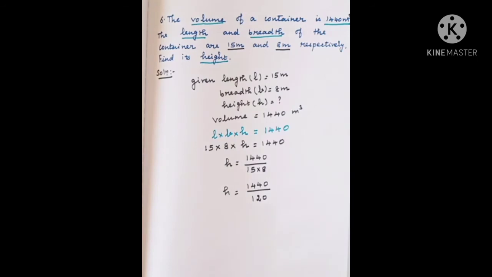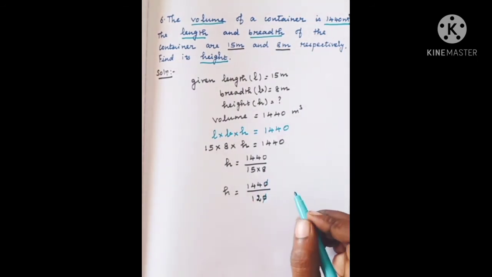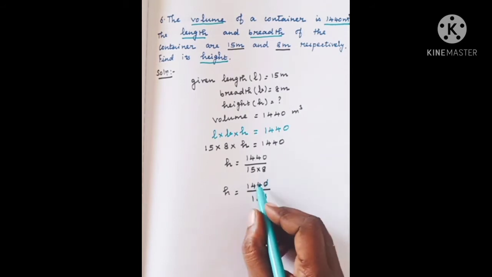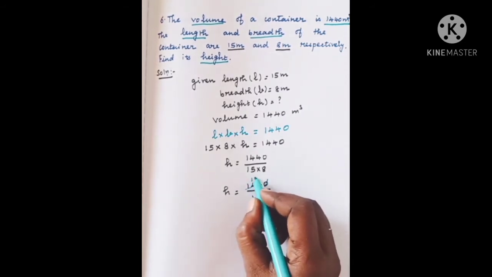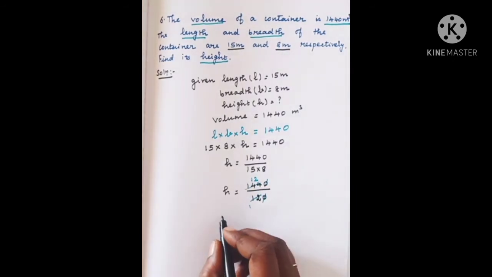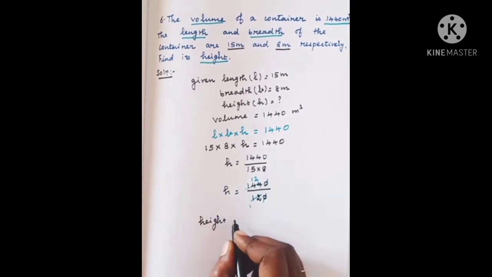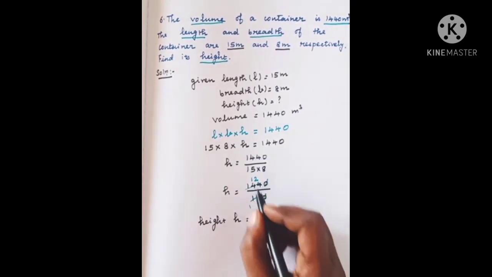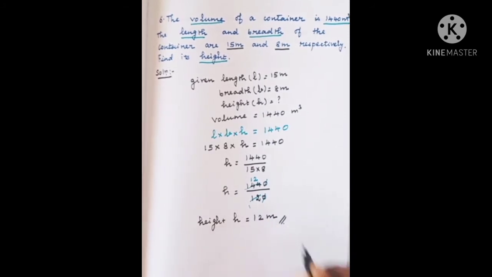Now cancel the zeros, cancelling these two zeros, and then you have 144 by 12. 12 ones are 12, 12 12s are 144. So the final answer is the height h is 12 meter. So the height h is 12 meter. This is the answer.